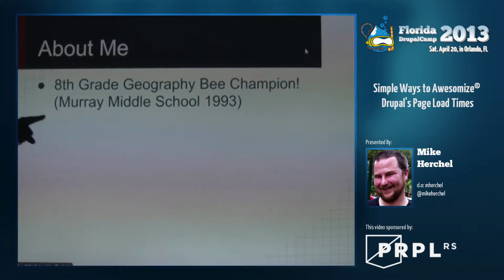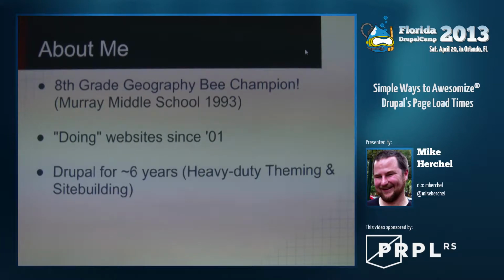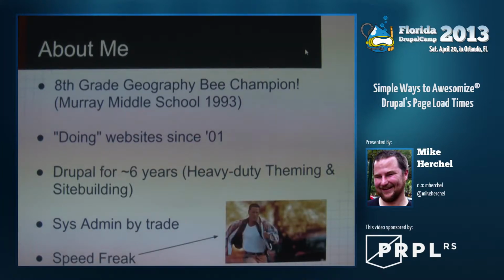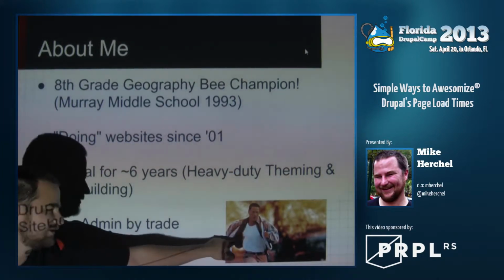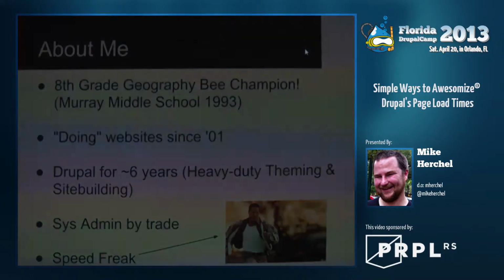Alright, so this is who I am. I'm an 8th grade Geography B champion. That was the highlight of my life in 1993. I've been doing websites since 2001. I've been doing Drupal for about 6 years. I started in version 5.3. I'm a sysadmin by trade, a system administrator, but we're going to talk a little bit about front-end stuff. And I'm a speed freak. That's Keanu Reeves running in the movie Speed, just to illustrate this from an explosion.